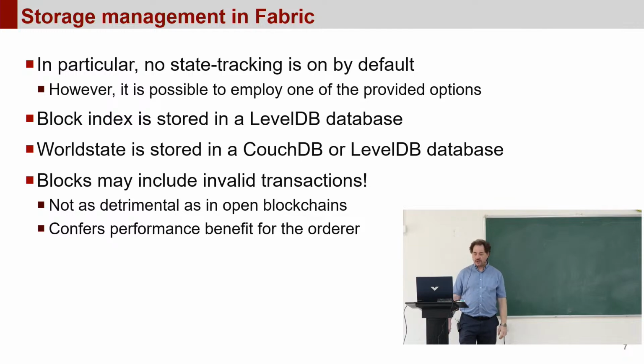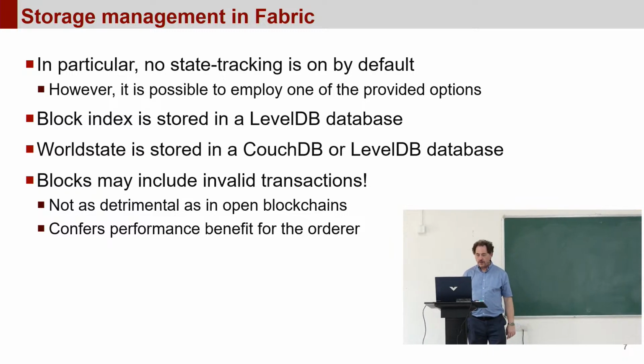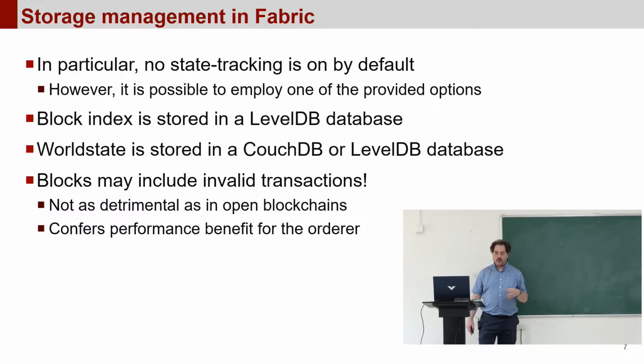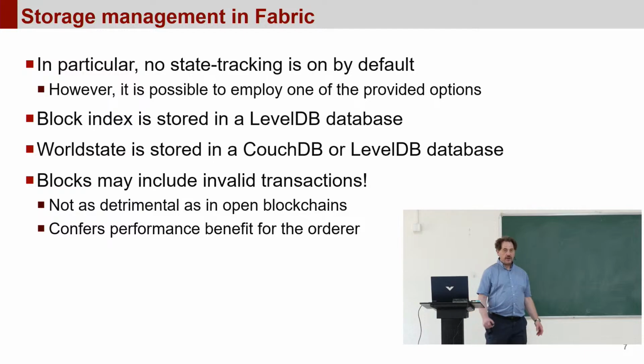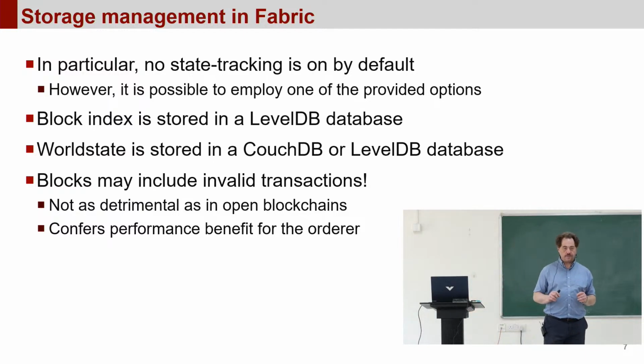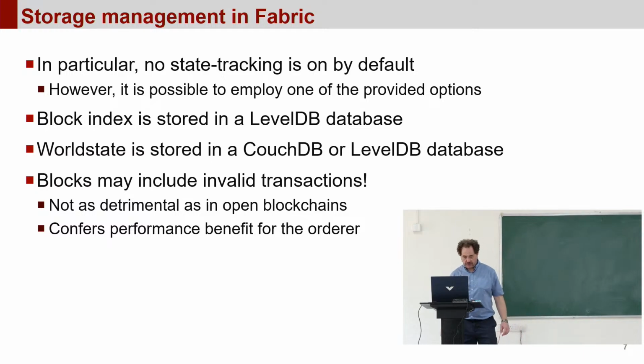Some interesting information about storage management in Fabric. In particular, no state tracking is on by default, so the administrator of the deployment needs to turn it on. It's impossible, of course, to employ one of the provided options. Now, the storage in Fabric consists of three elements, effectively. There are blocks stored on disk, there's a block index stored in a database, and there is a raw state, which is the actual state stored in a database, which can be CouchDB or LevelDB, and there are advantages to each of the two. So that is also configurable.